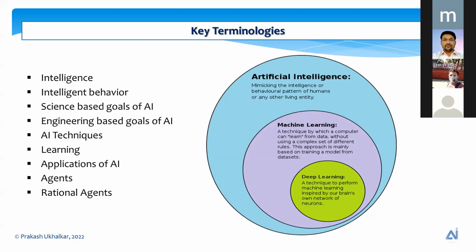Then applications. There are limitless applications of AI. I would mention some of them here: problem solving, search, control strategies, speech recognition, natural language understanding, natural language processing, computer vision, expert systems, medical diagnosis, pharmaceuticals, and many more. In a later part of the slides, I will also list some more applications of AI.